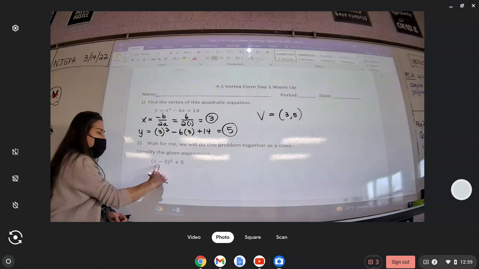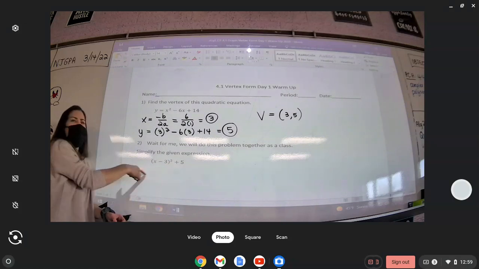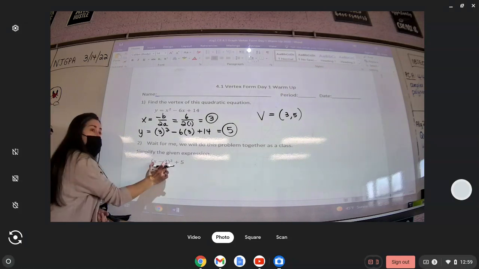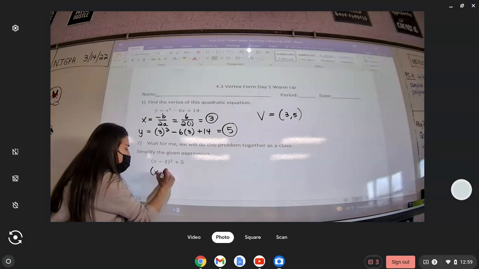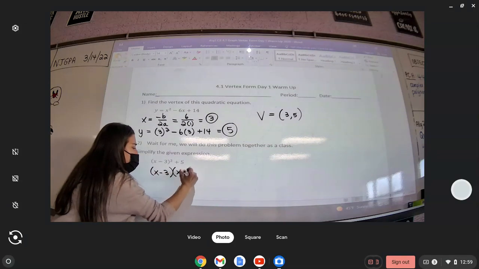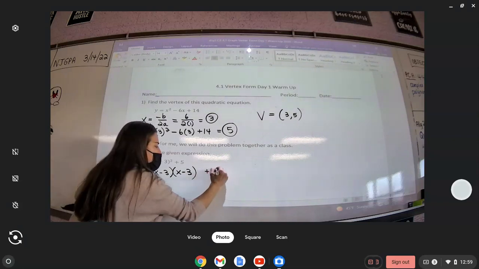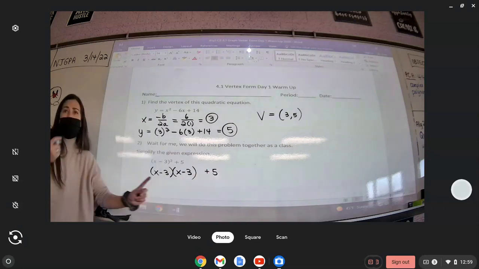Well, first of all, guys, I have to square this. What is the definition of squaring something? If you had to explain it to somebody, how would you explain what 5 squared is? Multiply it by itself how many times? Twice. So if I want to square this, I have to times it by itself 2 times. And then when I'm done with that, I have to add 5. All right, so guys, we have to multiply this together.